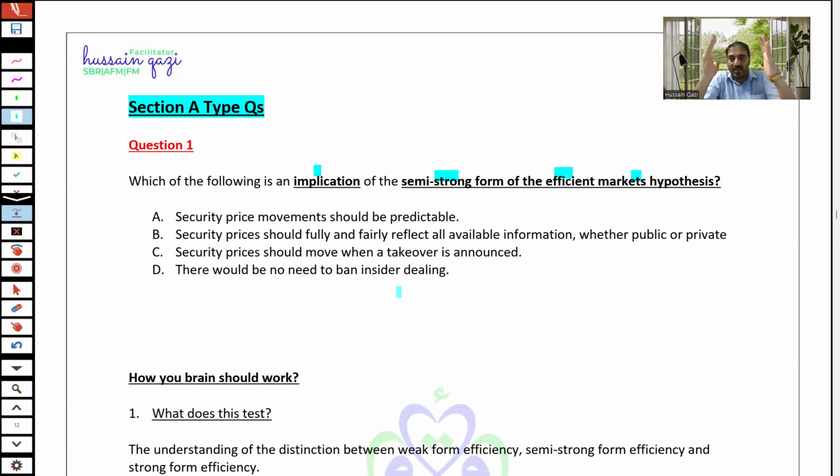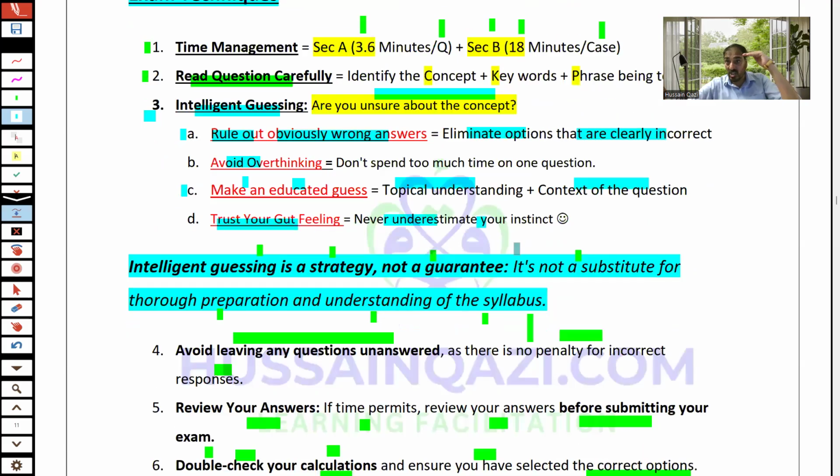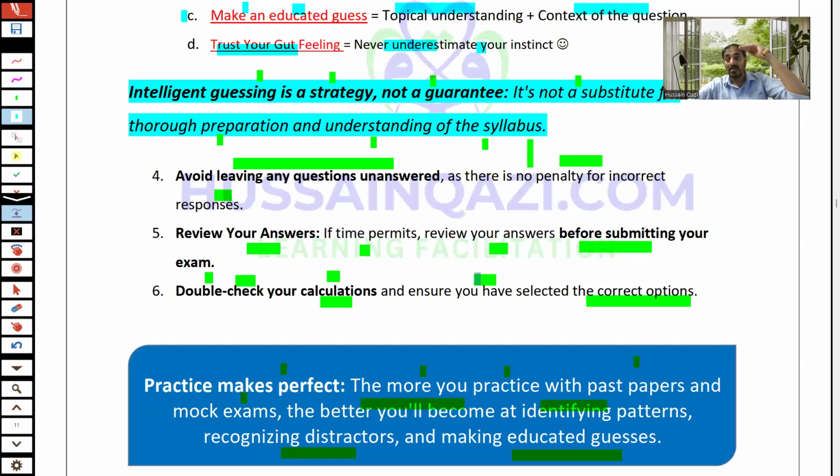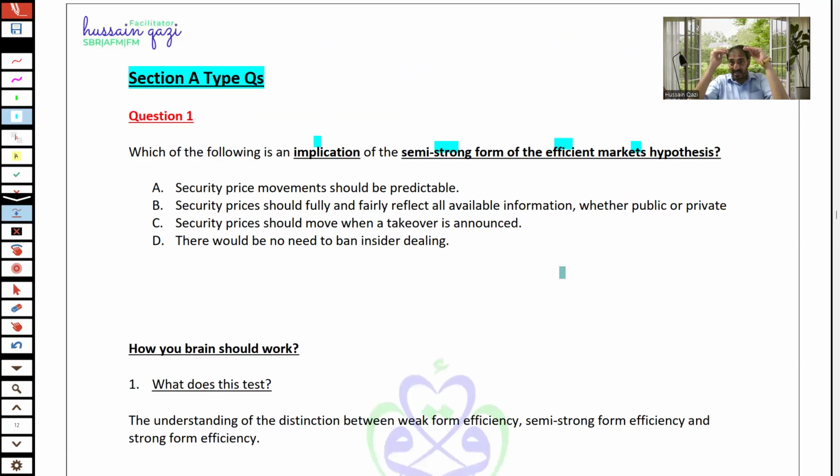First of all, you have 3.6 minutes, while for execution you just require 5 or 6 seconds. So the major time you need to invest is for planning. What are the steps you need to follow? Number one, you need to identify which concept. The concept is about market efficiency. What are the keywords? The keywords are about implications of semi-strong form efficiency.